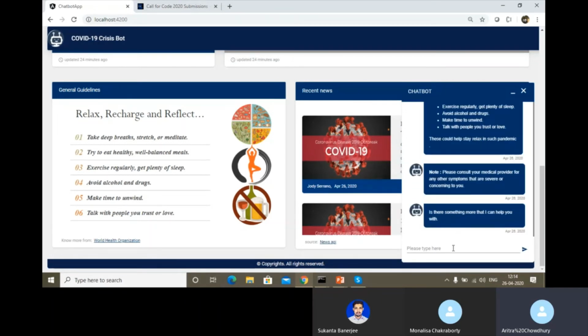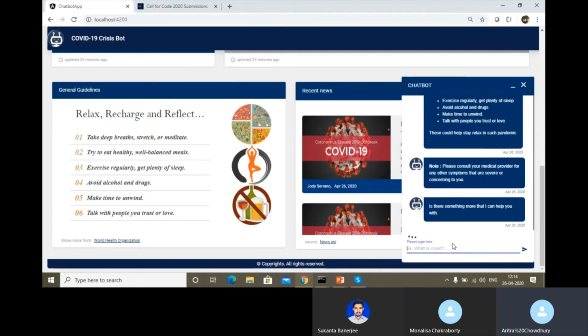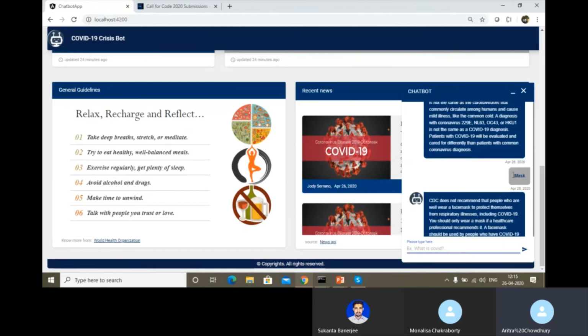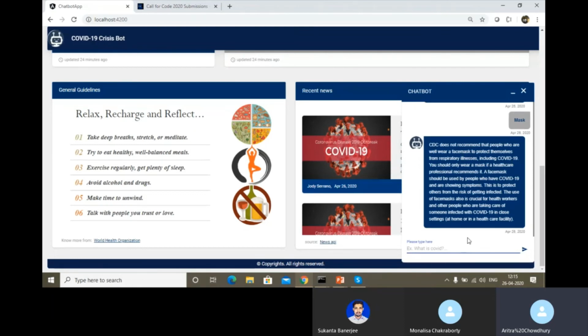The next part that we are going to is the general statistics, general queries regarding COVID. So let me ask you a basic question, what is COVID? So it provides me what is COVID. And there are multiple general questions that you can ask, for example, about wearing a mask or something. So it provides you the suggestions accordingly.